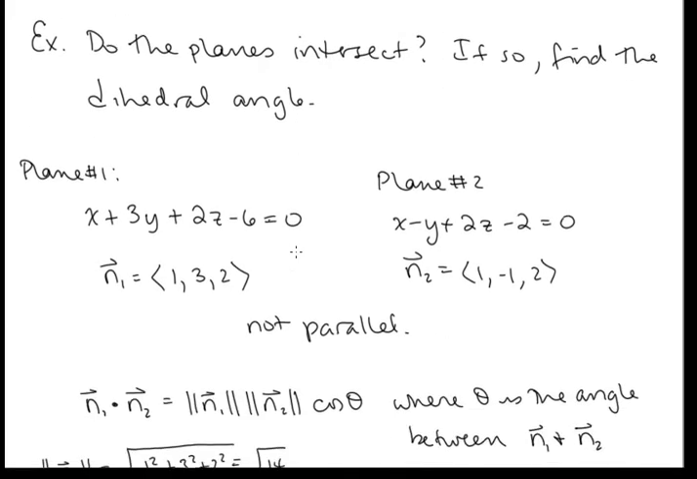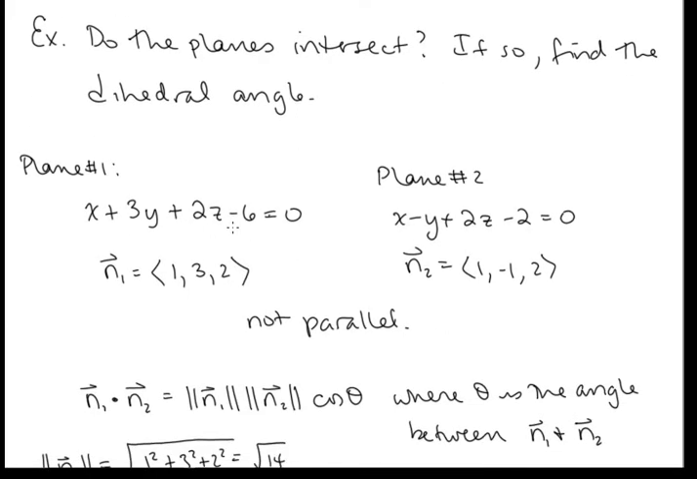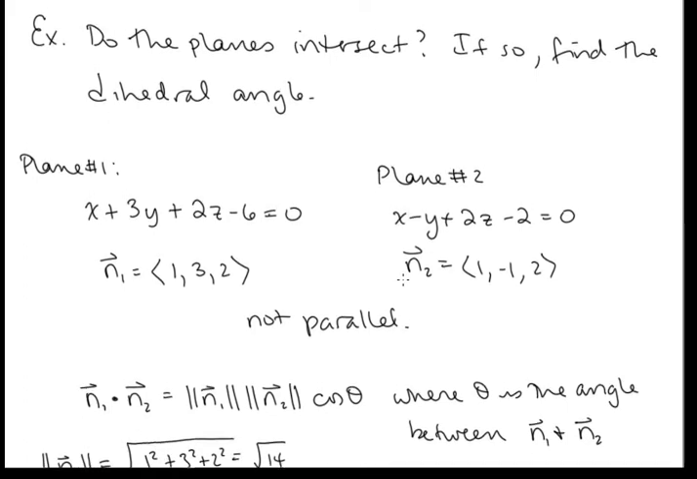So we've got these two planes, x plus 3y plus 2z minus 6 is equal to 0, and x minus y plus 2z minus 2 is equal to 0. We notice for plane number 1, we can read off our normal vector as 1, 3, 2. And for plane number 2, we can read off the normal vector as 1, negative 1, 2. And so these planes are not parallel because the normal vectors are not scalar multiples of each other. So that means they're intersecting planes, and we want to find the dihedral angle. We want to find the angle at which they intersect.